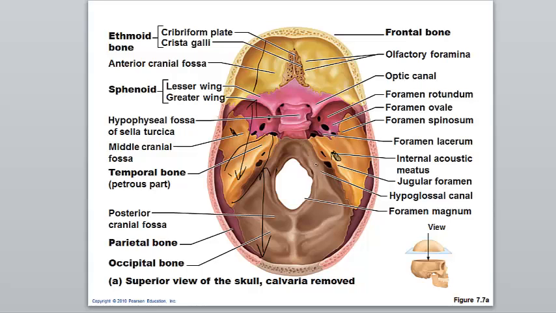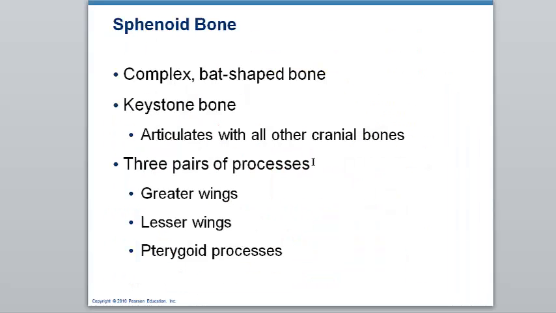The next bone that we're going to talk about, so we finished the frontal, we finished the occipital, we finished the parietal, and now we're moving on to the sphenoid bone. The sphenoid bone is a butterfly-shaped bone. They say bat-like structure, but I say butterfly. It doesn't matter which one you choose. It has three processes: a greater wing, a lesser wing, and a pterygoid process.